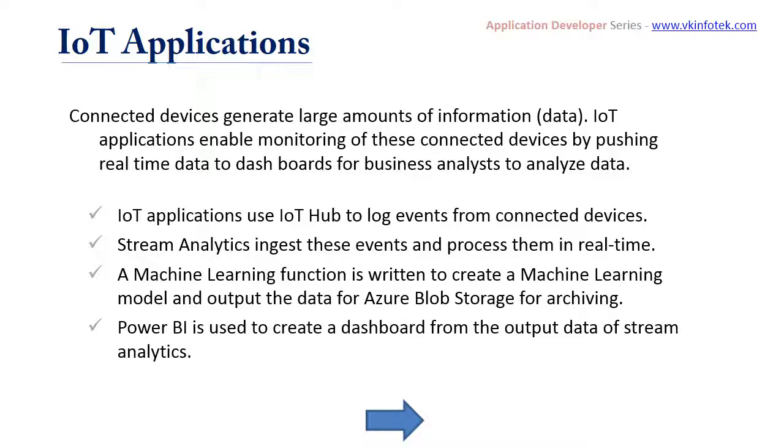IoT applications use IoT Hub to log events from connected devices. Stream Analytics ingests these events and processes them in real time. A machine learning function is written to create a machine learning model and output the data to Azure Blob Storage for archiving. Power BI is used to create a dashboard from the output data of Stream Analytics.